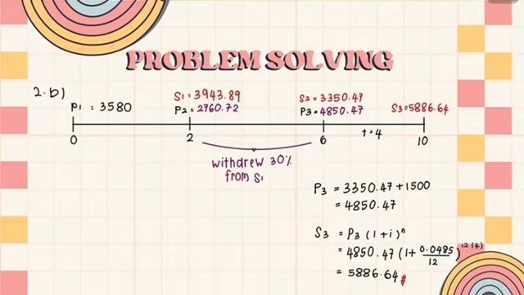Next, question B. From 3,350 ringgit and 47 cents, we need to add 1,500. The answer will be 4,850 ringgit 47 cents. P is 4,850 ringgit 47 cents, I is 0.0485 per 12, and N is 12 multiplied by 4. The answer will be 5,886 ringgit and 64 cents.